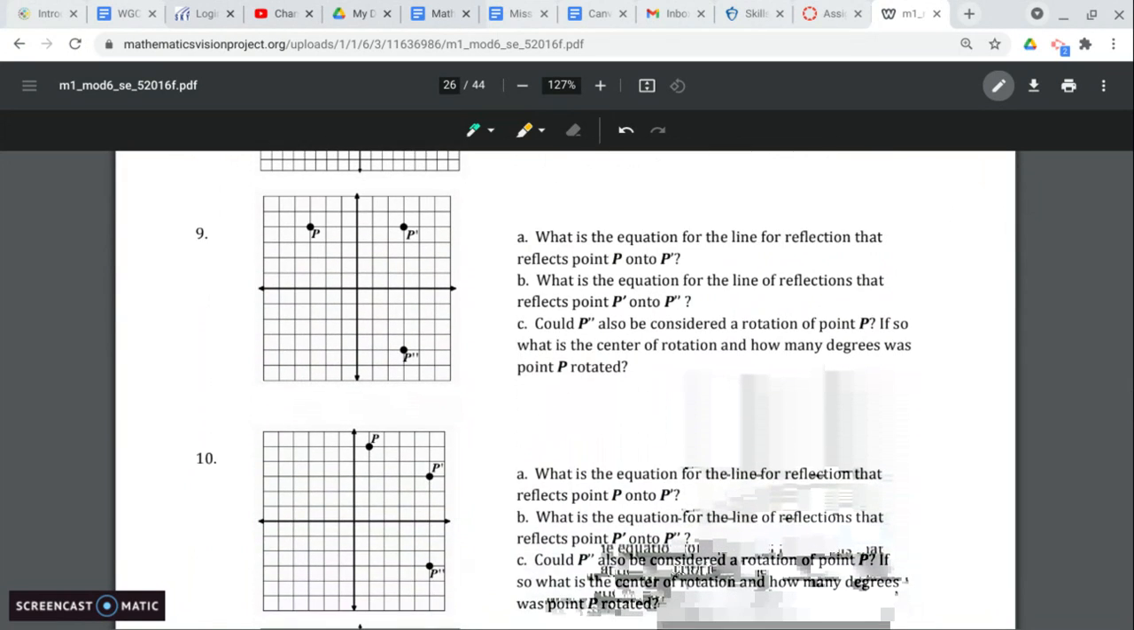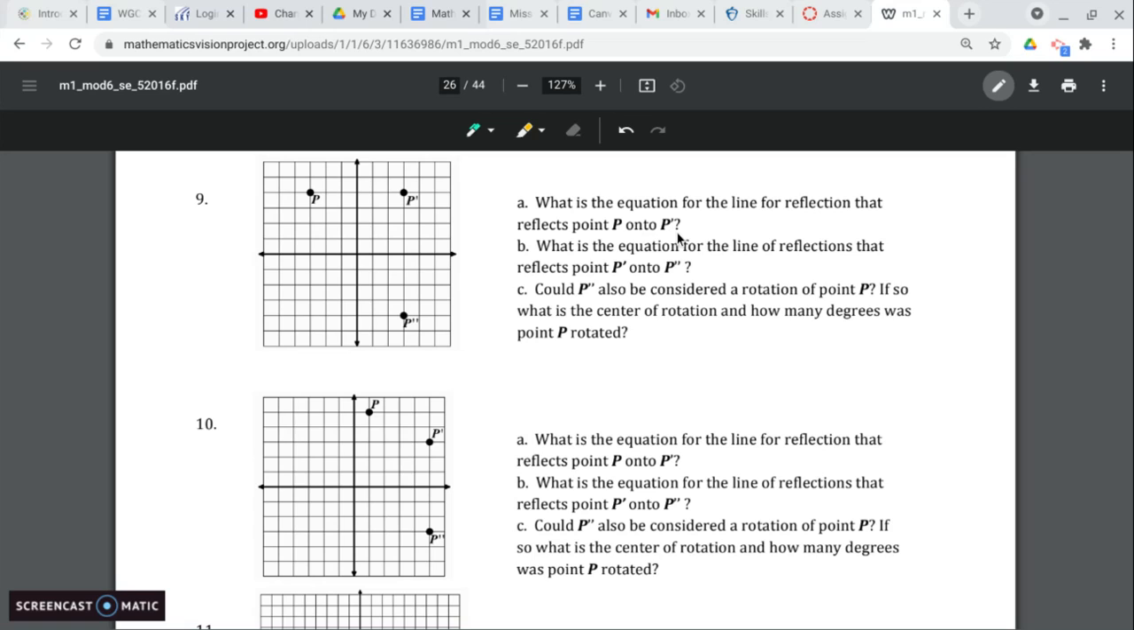Now, for 9, 10, and 11, these are a little different. These we're looking at what is the line of reflection. So we're actually finding how it's reflected. So for 9, what is the equation for the line of reflection that reflects point P onto P prime? Well, to go from P to P prime, what's the line halfway between? Well, it's the line x equals 0, or the y-axis. Now, what takes P prime onto P double prime? Well, halfway between, it's the x-axis, or y equals 0.